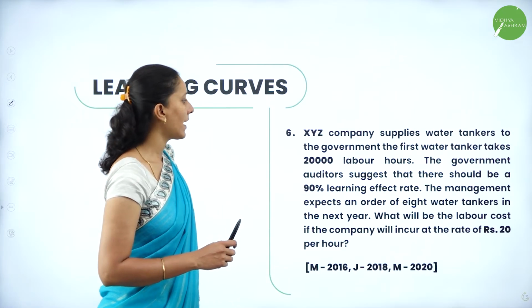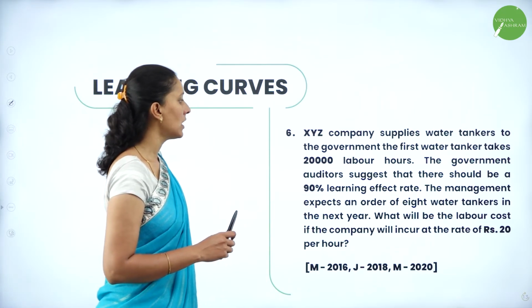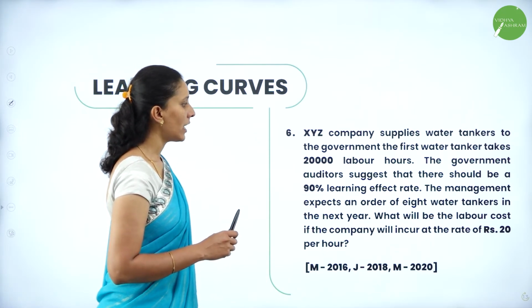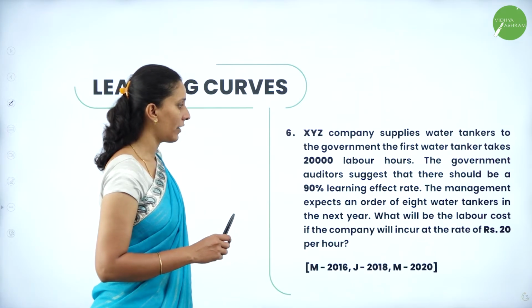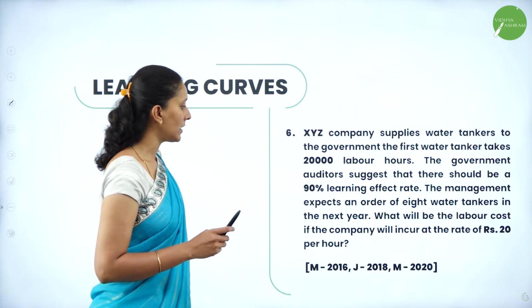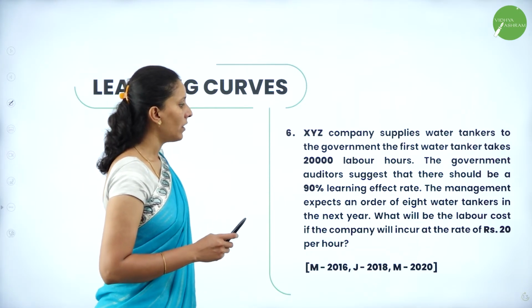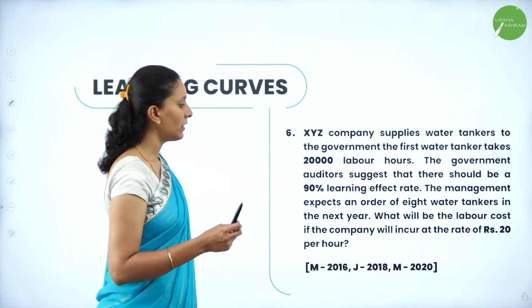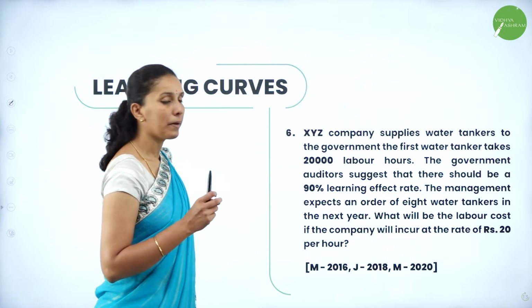Next question. XYZ company supplies water tankers to the government. The first water tanker takes 20,000 labor hours. The government auditors suggest that there should be 90% learning effect rate. The management expects an order of 8 water tankers in the next year. What will be the labor cost if the company will incur at the rate of rupees 20 per hour?